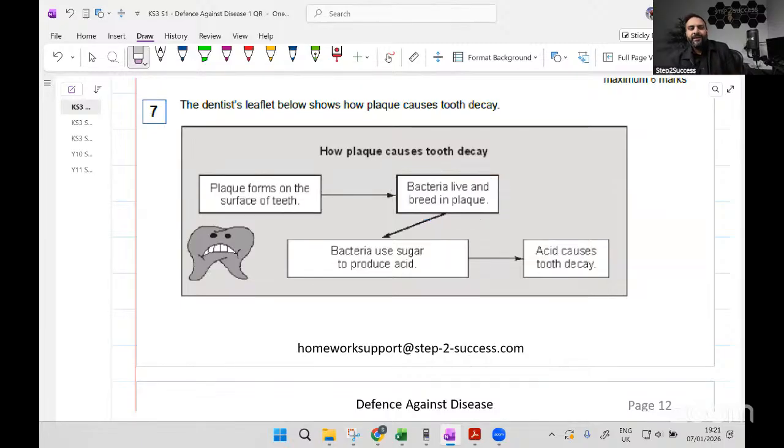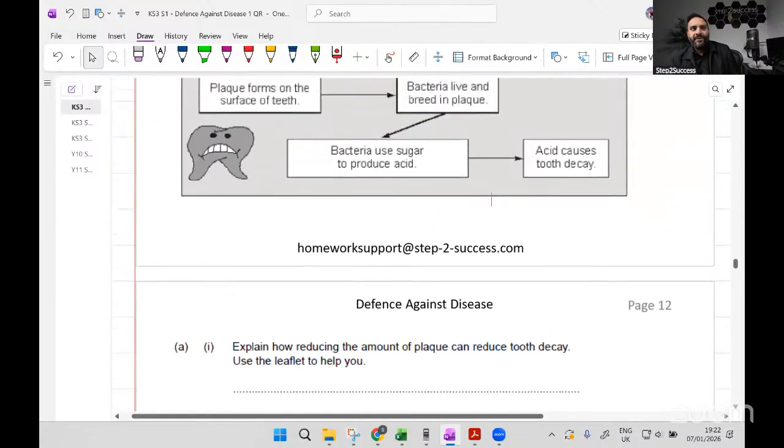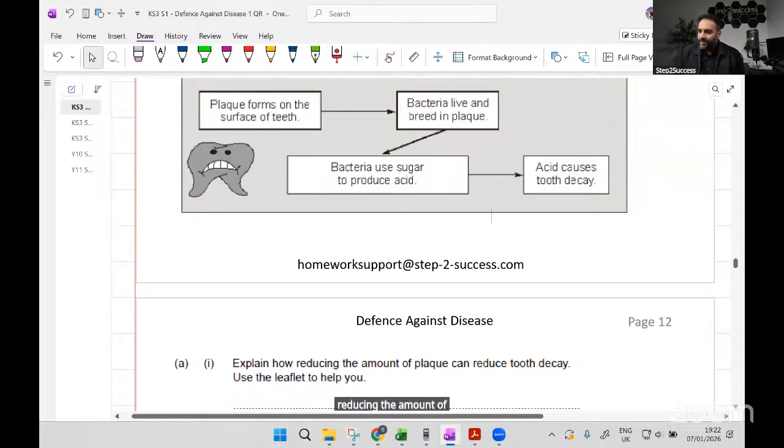And then bacteria use sugar every time you eat some sweets to produce some acid, and that acid decays your teeth. So if you have plaque, then it's very difficult to get rid of this bacteria. If it's difficult to get rid of this bacteria, then it's going to cause tooth decay because it will keep producing acid. Explain how reducing the amount of plaque can reduce tooth decay.